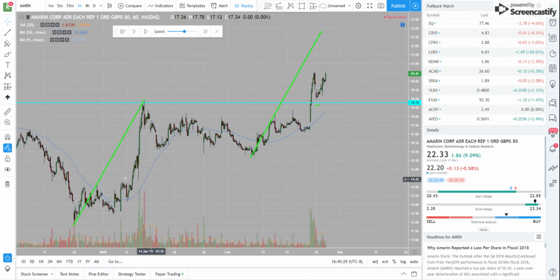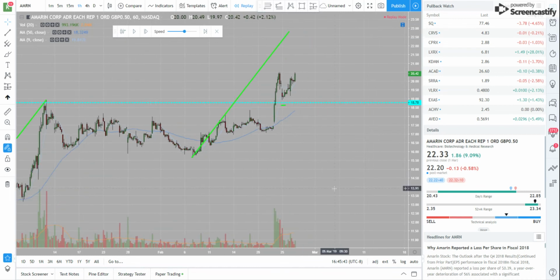So now if I measure this move right here, this is called an AB equals CD pattern. A to B is going to be equal to C to D. Because of this break above, close above right here, this is where I think the market is heading. That's my target in terms of where I'm looking to sell.